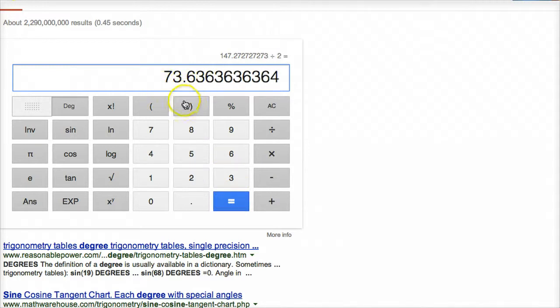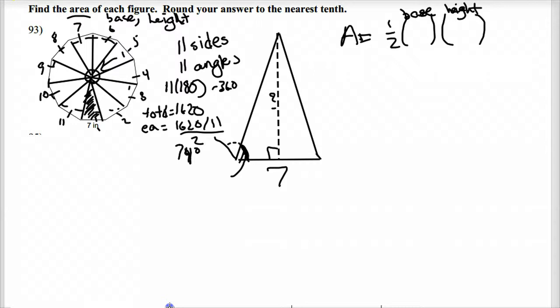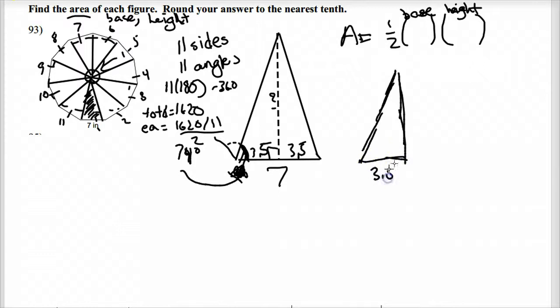Let's see what happens. And that's 73.6363. So let's just round it up. We'll just say 74. No big deal there. So this equals 74 degrees. All right, let's again get some workspace there. Excellent. So now each angle is 74 degrees. So that's 74 degrees going into this corner angle. How does that help me? Now this 7 would split up into two pieces, 3.5 and 3.5. So I have really a right triangle that's 3.5. This is 74, and I'm trying to find what is this.